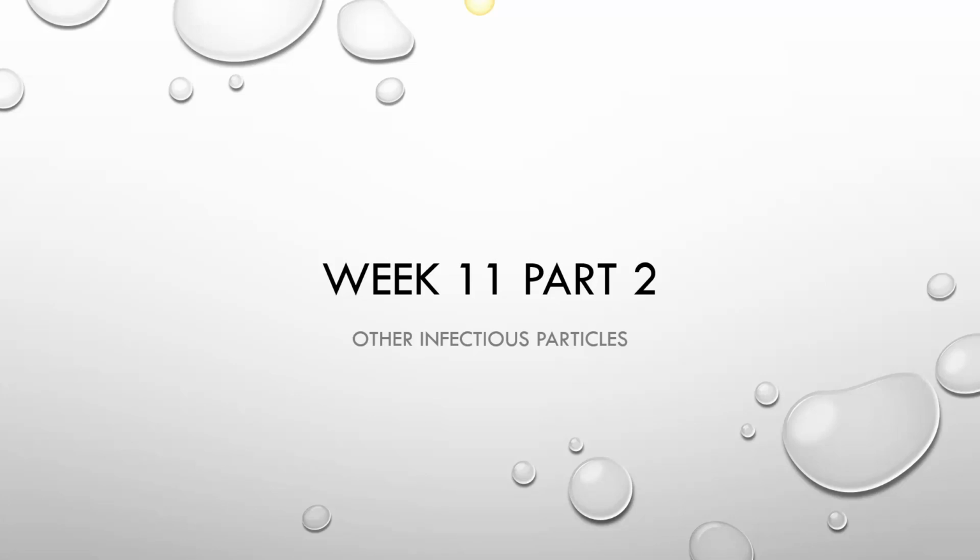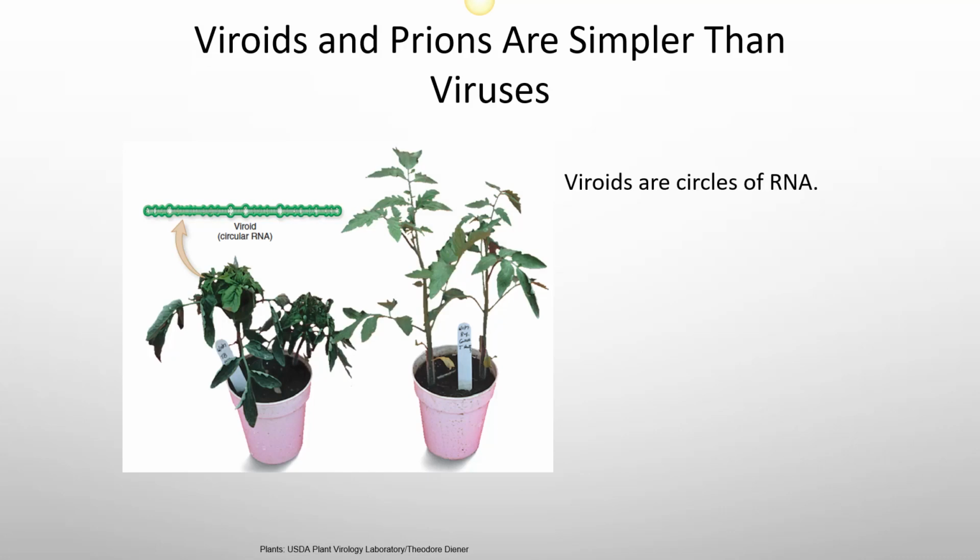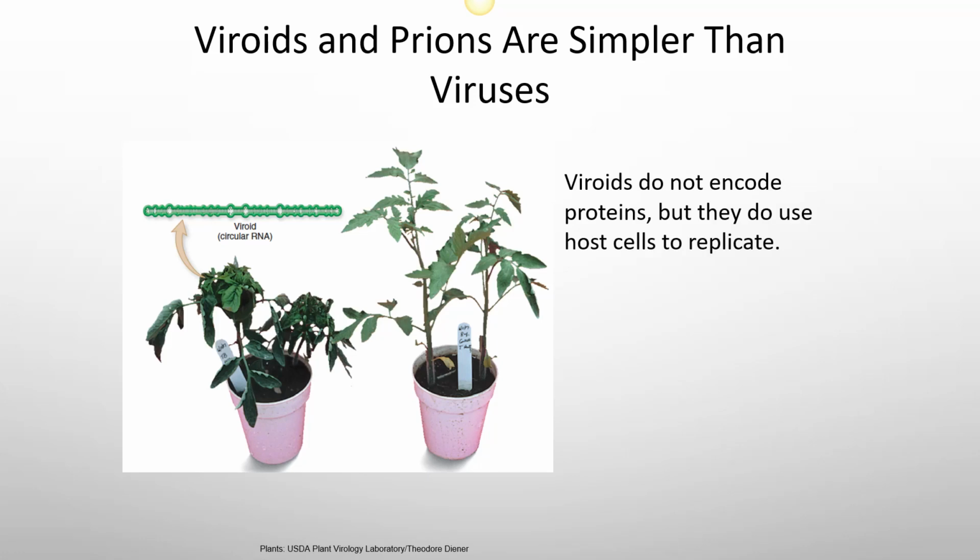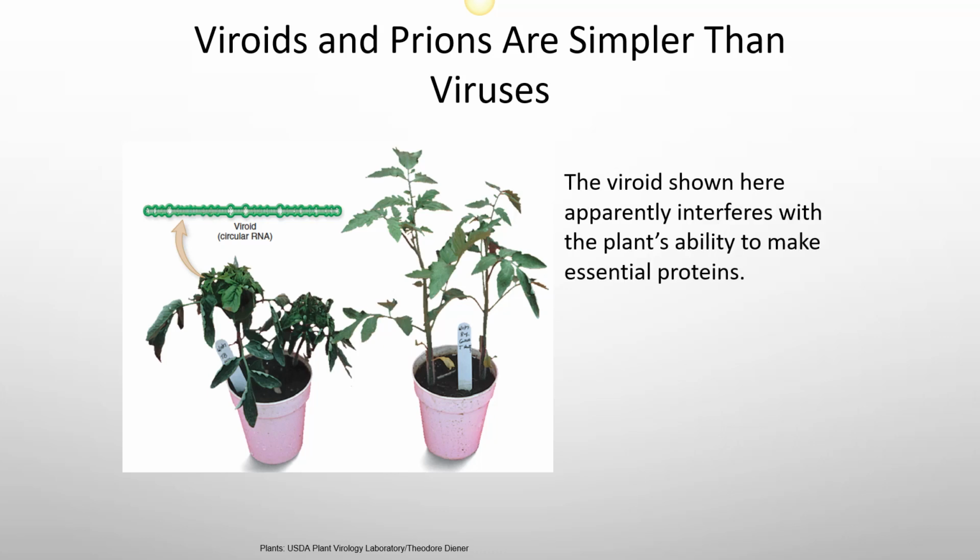In addition to viruses, there are other non-living infectious particles. Viroids are one of them. Viroids are circles of RNA. They do not encode proteins, but they do use the host cells to replicate. The viroid shown here apparently interferes with the plant's ability to make essential proteins.